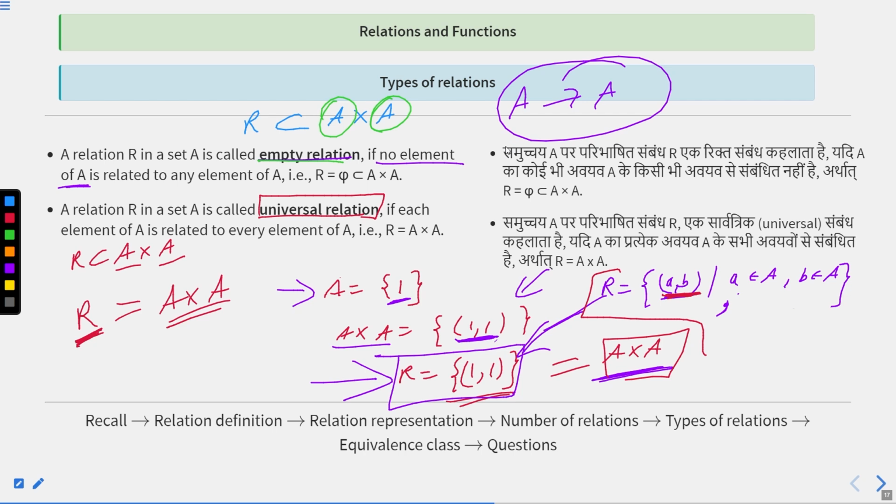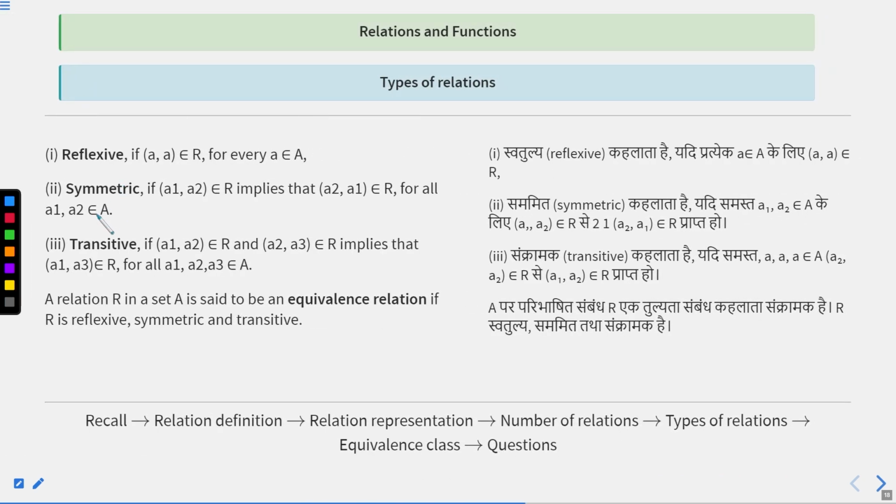Now, the main definitions: reflexive, symmetric, and transitive. So, when do we say that a given relation is reflexive? The pair (a, a) must belong to the given relation for every a belonging to the set A. Only then can we say that my relation is reflexive. You will see examples; first of all, let us see the definitions.